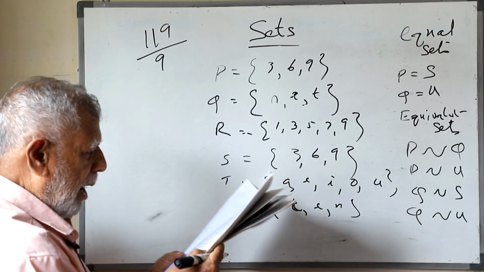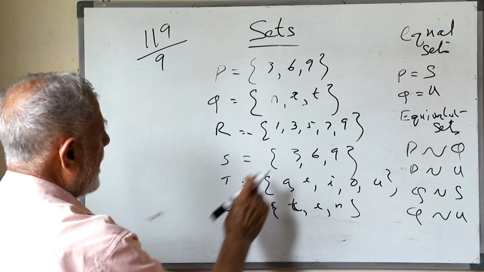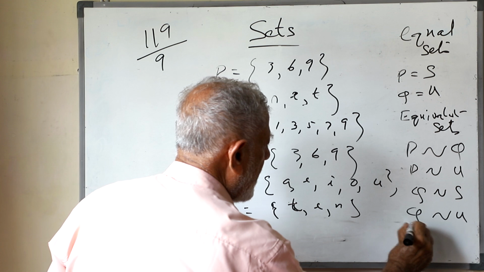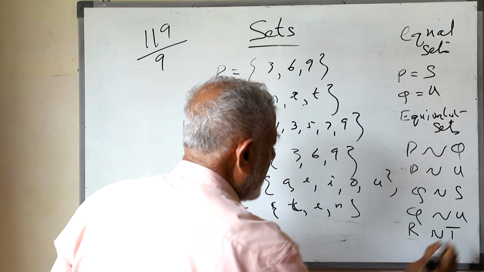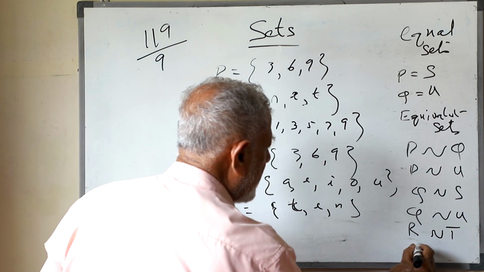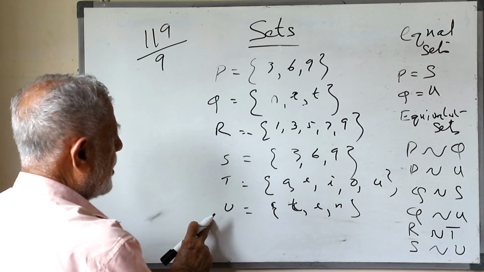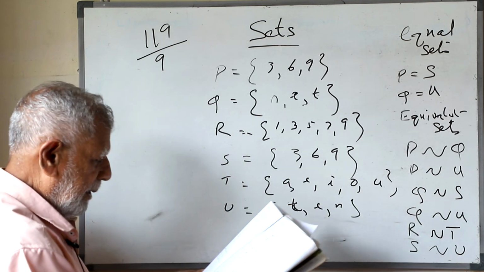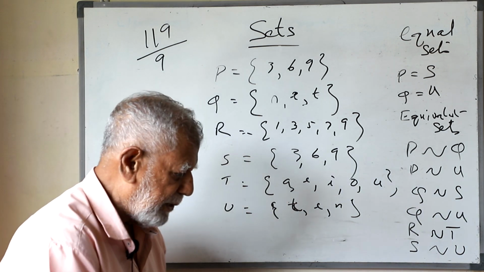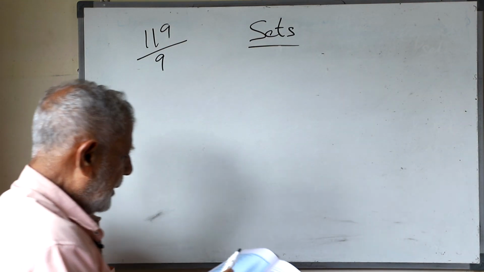Then we have R equivalent to T. How many elements? 5 elements. So R equivalent to T, and we have S equivalent to U, 3, 6, 9. So these are the answers for question number 2. Look at the third question.